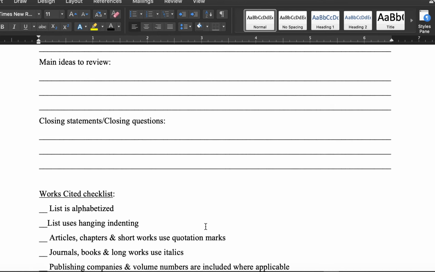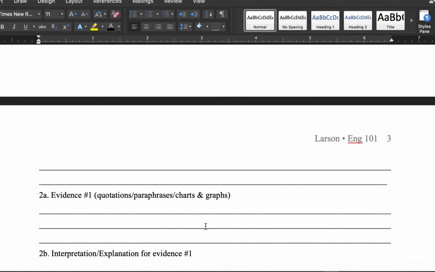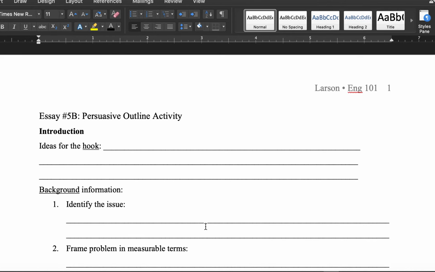So I hope that this outline is helpful. Treat it like a worksheet. If you need to scratch things out and rewrite things, and if it's an absolute mess, don't worry about it. I would like to see the outline next week. I'm going to create a place on Blackboard where you can turn it in.